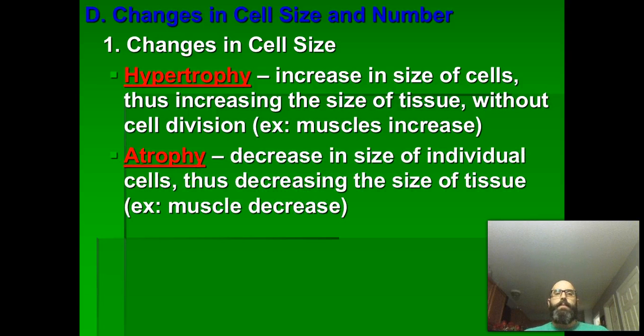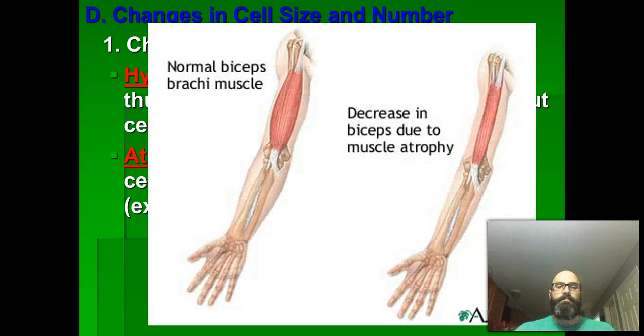Atrophy is the opposite of hypertrophy. This is the decrease in size of individual cells, thus decreasing the size of the tissue. You ever heard the whole "if you don't use it, you lose it" phrase? Well, this is where atrophy comes into play. A lot of people that have had casts on their arms don't use those muscles in their hands or wrists or things like that, and what that results in, a decreased use of the muscle, decreases the size of the muscle. When that cast is removed, you actually end up with smaller muscle mass. Not less muscle, not less cells, just smaller muscle cells.